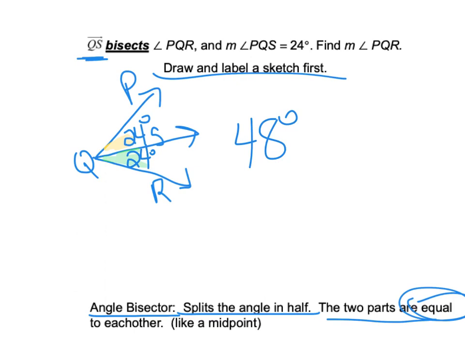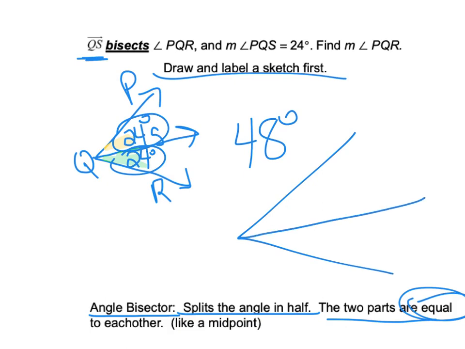Sometimes on your homework, it will have problems where instead of this being 24 degrees or something like that, it'll have two algebraic expressions. For instance, if you had an angle bisector and this was 4x minus 8 and this was 3x plus 2, if this is an angle bisector, you would set these two equal to each other to find x.